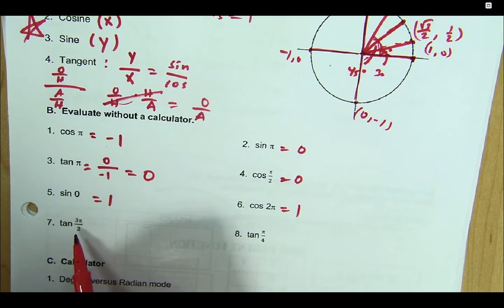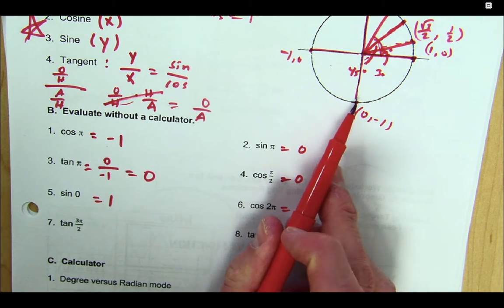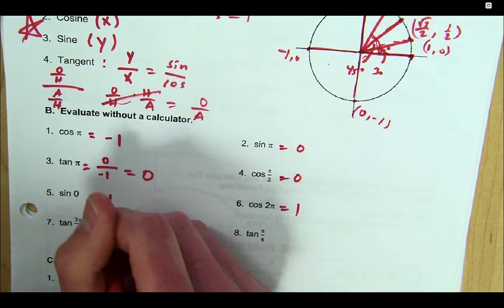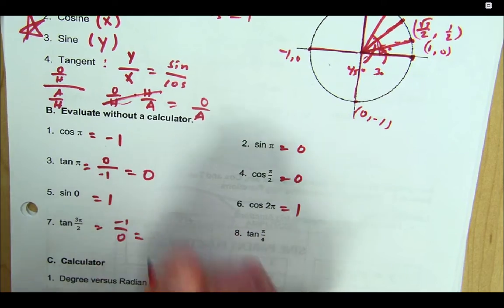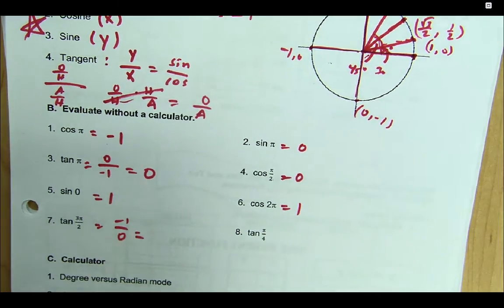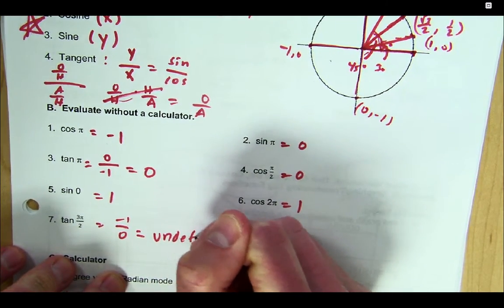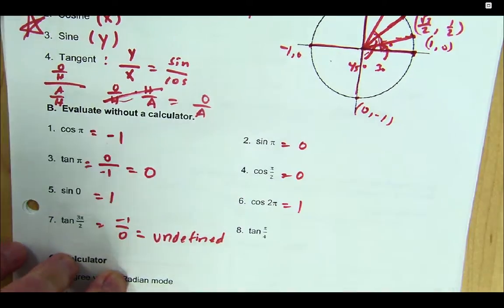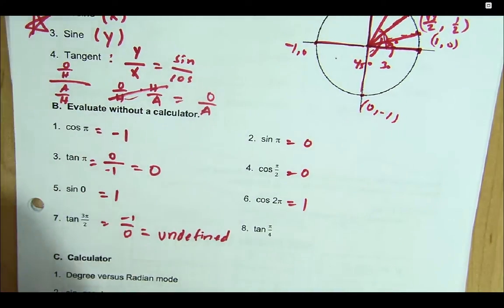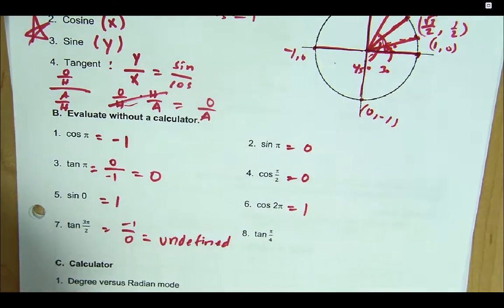Last couple, tangent of 3 pi over 2. 3 pi over 2 is the same thing as 270 degrees, which is down here. Tangent is y divided by x, so it's -1 divided by 0. But you can't divide by 0. So you would say that the tangent here is undefined. You can't divide by 0. 0 can be in the numerator. It cannot be in the denominator.